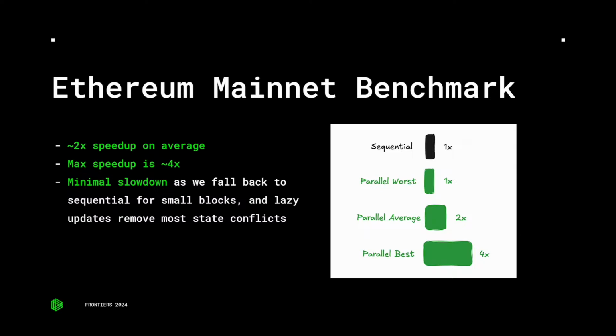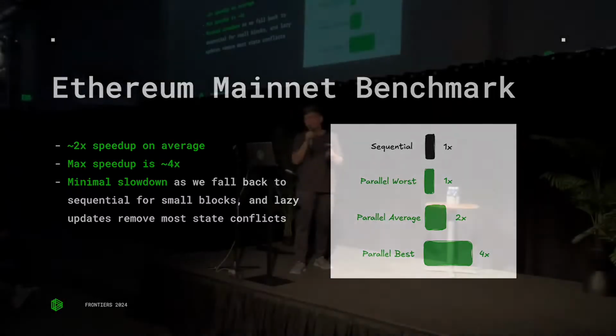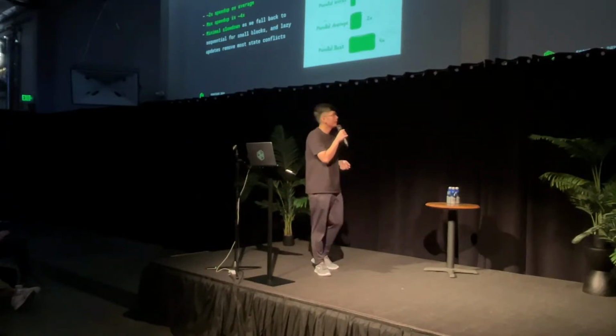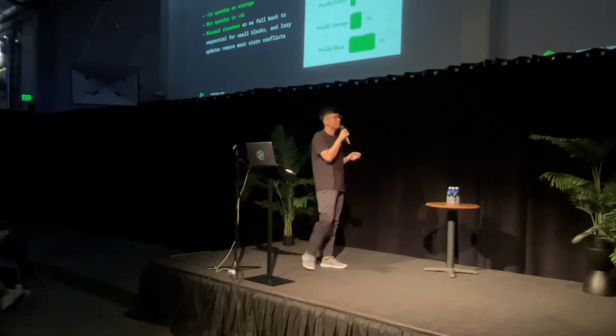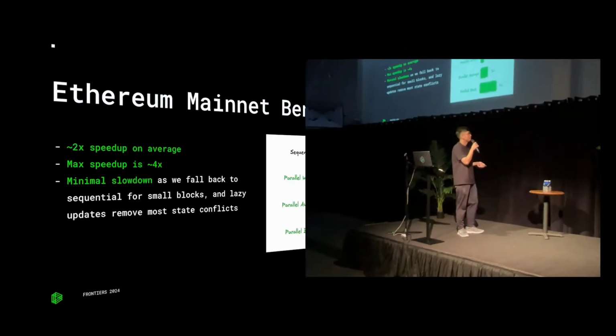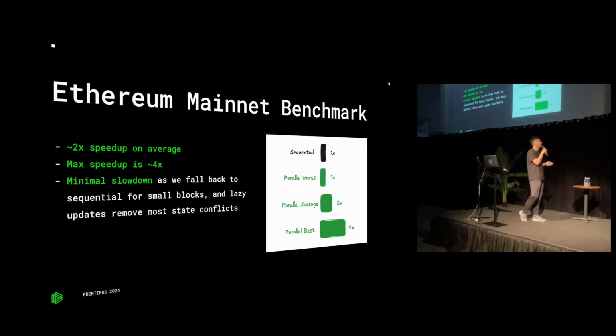The current status is that we are 2 times faster on average. This is a 2x speedup over sequential execution for Ethereum mainnet blocks, and the max speedup is 4x. Interestingly, we have little to no overhead as we fall back to sequential for small blocks, and lazy updates remove most of the conflicts. This is an improvement over Block-STM, which has around a 30% slowdown when a block is very sequential.